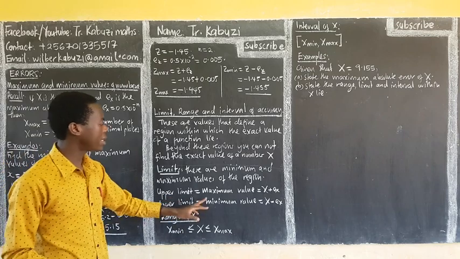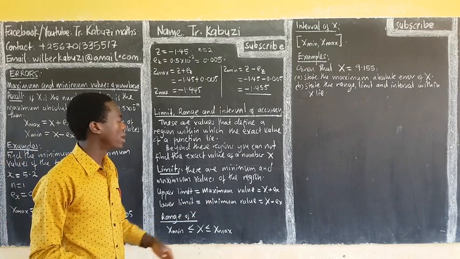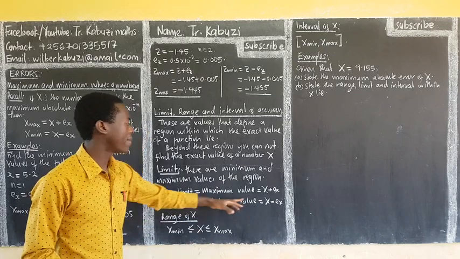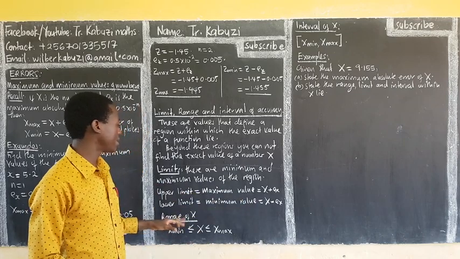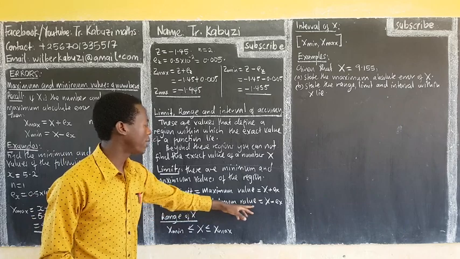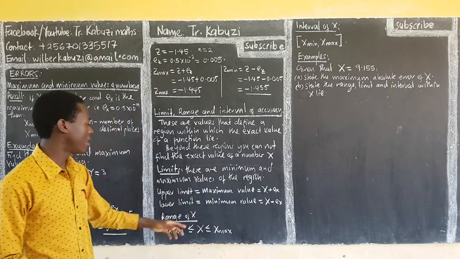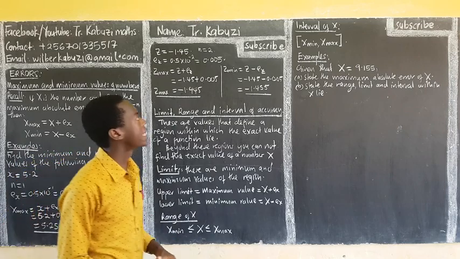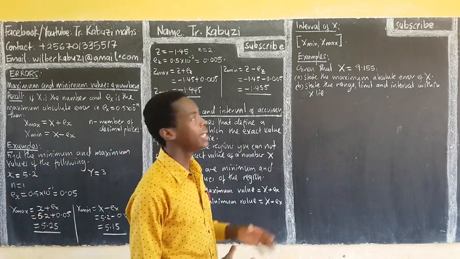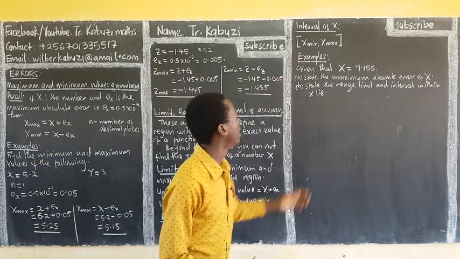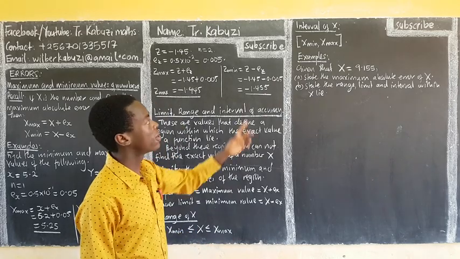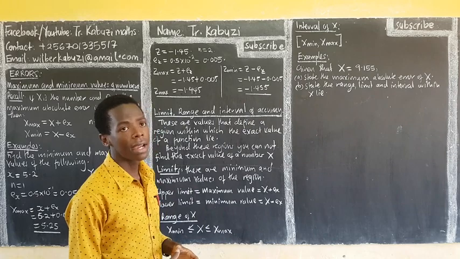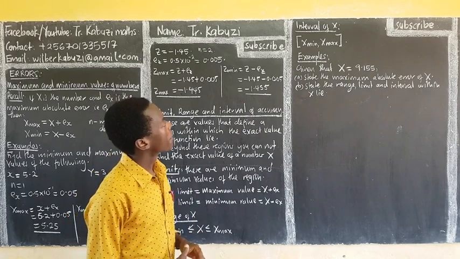So the upper limit is given by the maximum value. If you have a number x, then it will be x plus the error, and that's how you get the maximum value. Then the lower limit will be given by the minimum value, which we get like that. Then the range of x, we give it like this. Then the interval: in most cases some people treat the interval to be the same as the range, but here we are using closed brackets. These ones mean that we have a closed interval.